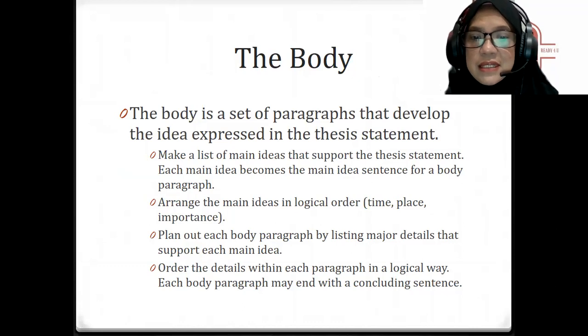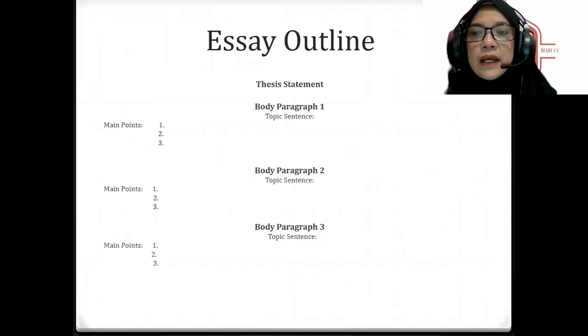Arrange the main ideas in logical order. You can arrange it according to time or place or importance. Plan out each body paragraph by listing major details that support each main idea. Order the details within each paragraph in a logical way. Each body paragraph may end with a concluding sentence. Right? This is a sort of flow chart or diagram for your essay.